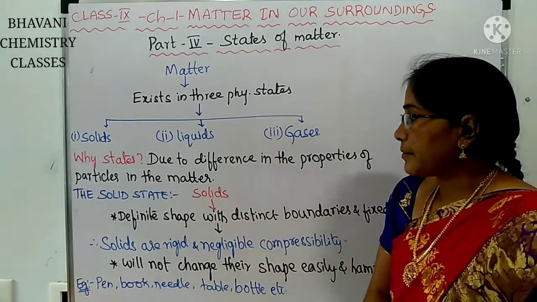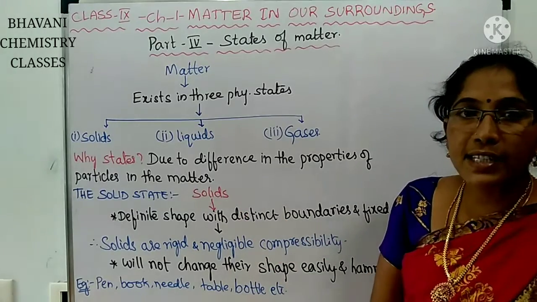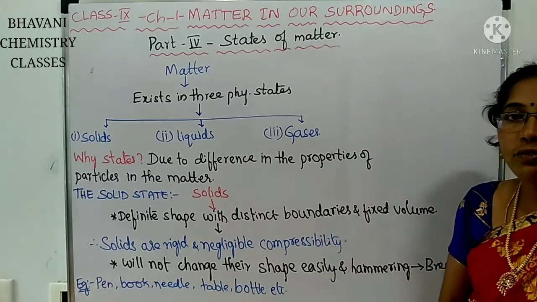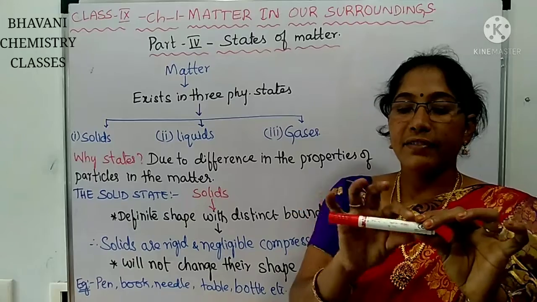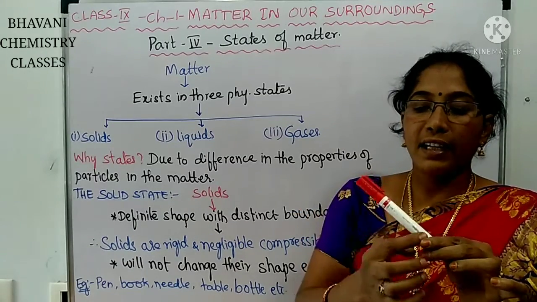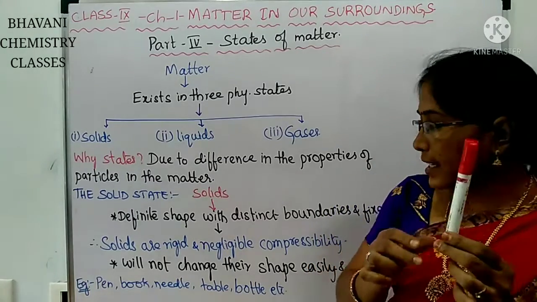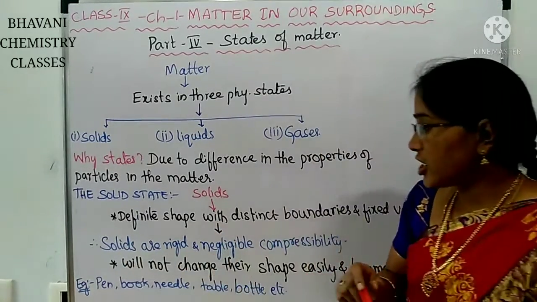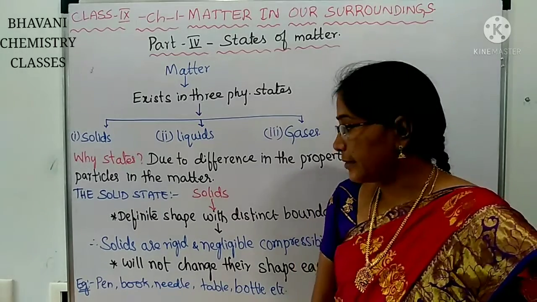The solid state. What are solids? Solids are the substances which have definite shape with distinct boundaries and fixed volume. Suppose this is one example for solid. It has definite shape, and it has definite boundaries also, and fixed volume is there. So this is a solid. This is the reason the solids are rigid and have negligible compressibility.